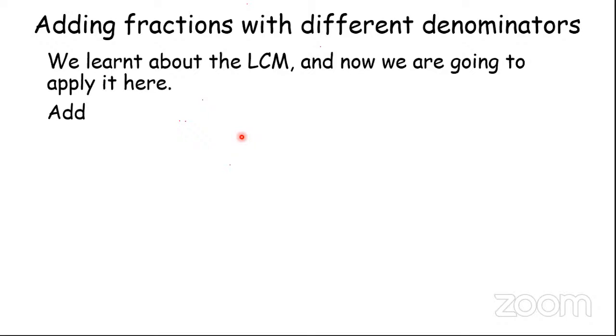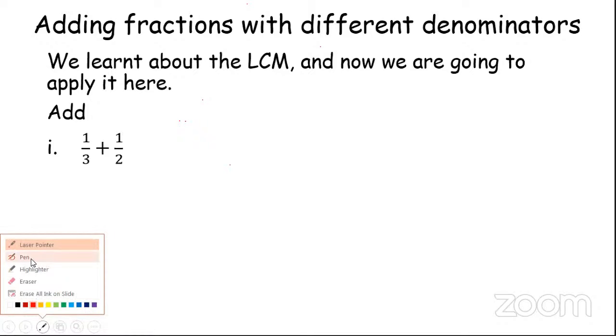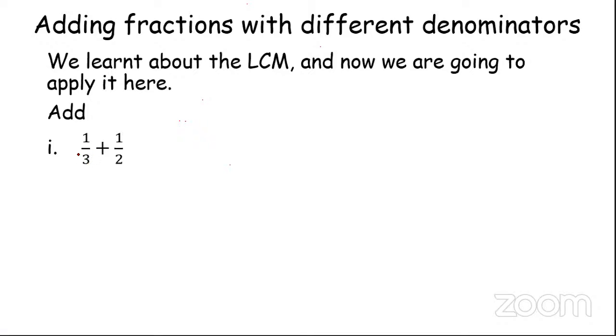Okay, let us proceed. So we are going to add 1/3, a third, plus a half. So we realize that the denominators are different. So 3 and 2 are different. So what are we going to do as our first step? We're going to get the LCM of 3 and 2. And what is that LCM?